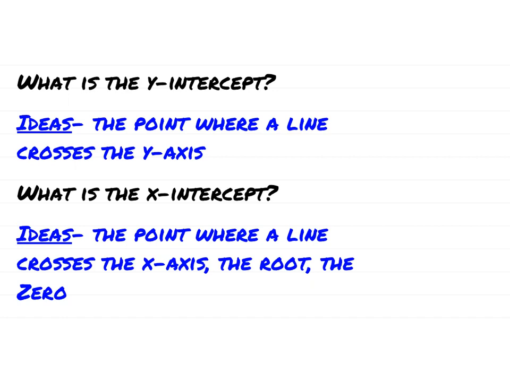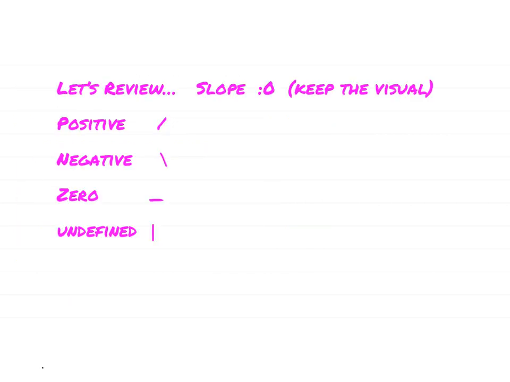So let's take a look. Here are some ideas that are written down. The point where a line crosses the y-axis, we came up with those. Some ideas for the x-intercept: the point where a line crosses the x-axis, the root, and the 0. Yay! Smiley face. Let's review slope.